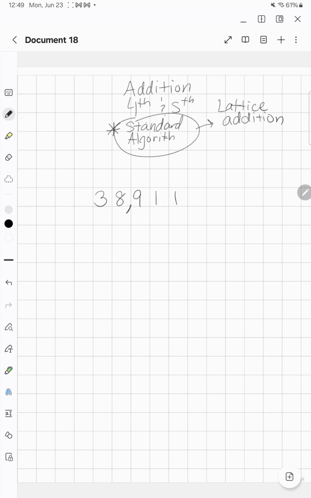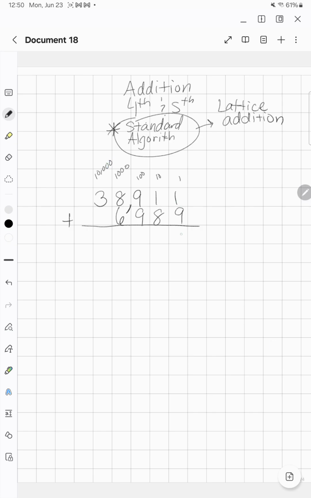So let's say 38,911 plus 6,989. All right, so for the standard way, regrouping is like you can't fit more than one number in one place. So you always start with your ones. You know, you got the tens, hundreds, thousands, and then you got your 10,000s.